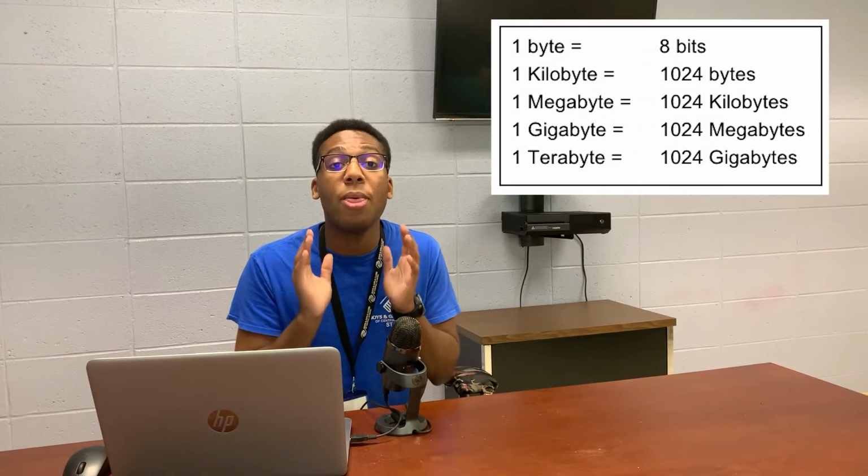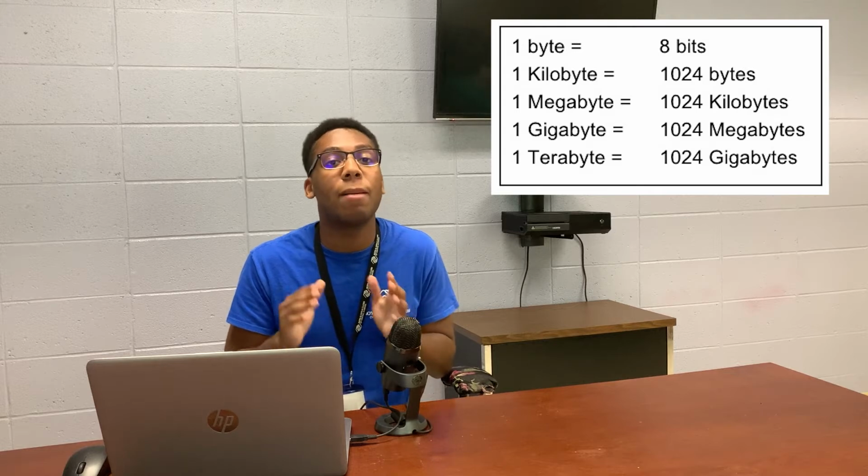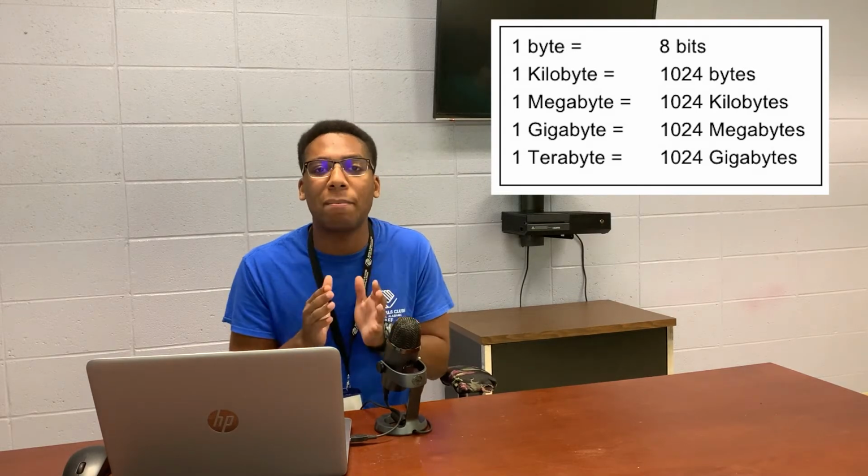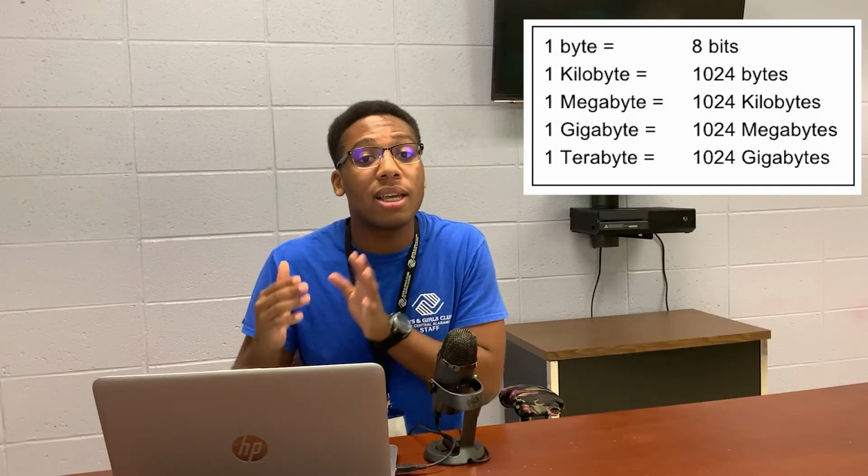Well, if you have 8 bits, that is what we call a byte. From there, 1024 of these bytes become kilobytes, and 1024 of those kilobytes become megabytes. Then it turns to gigabytes, and so on. These large amounts of bytes allow for computers to store large amounts of data.